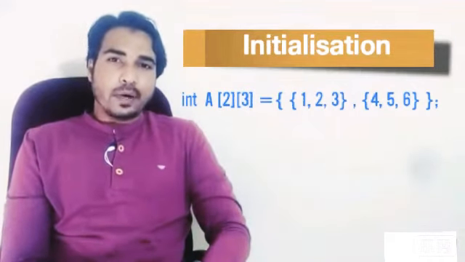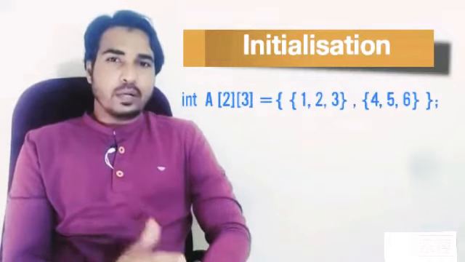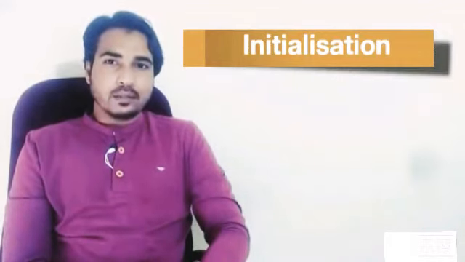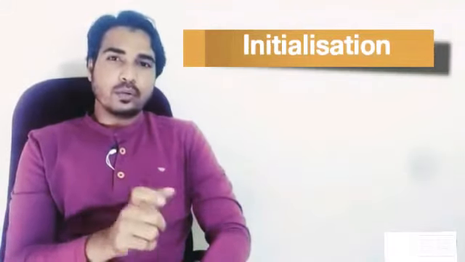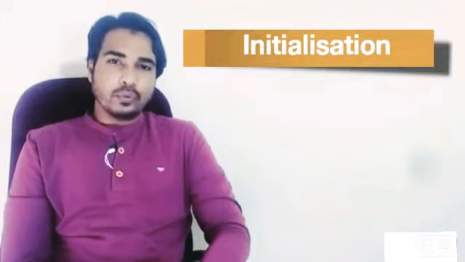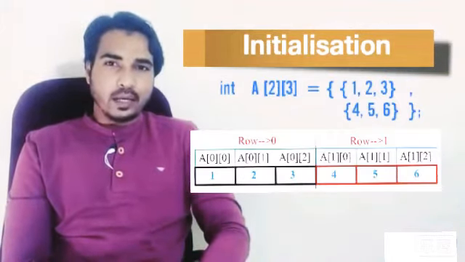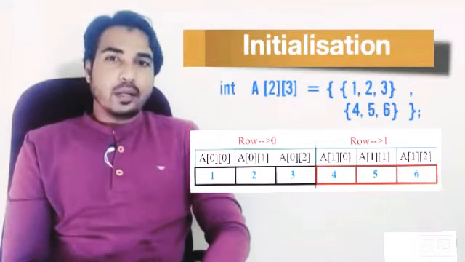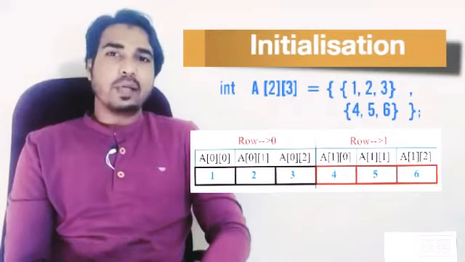We can also provide the initial values to the elements of the matrix in the form of a matrix, meaning first row, then second row, then third row, and then fourth row, as shown in the example. In this example, integer a of 2 by 3, in the first line we have given the first row, in the second line we have given the second row.